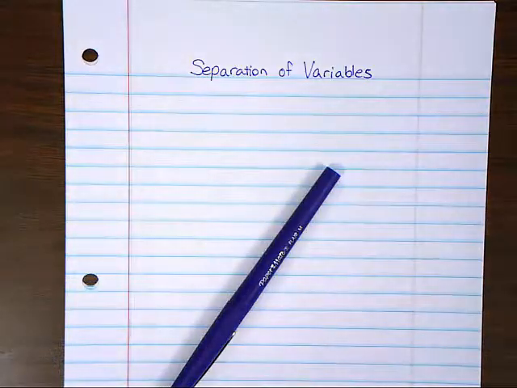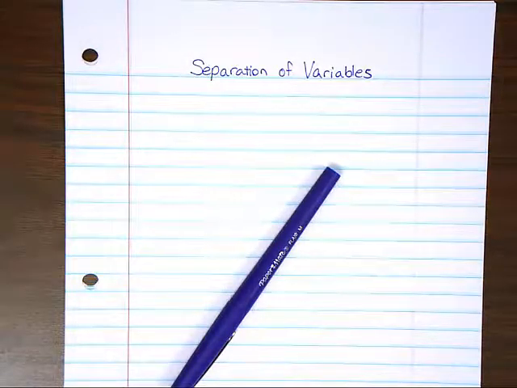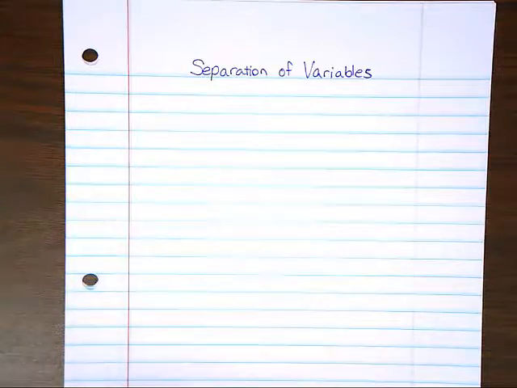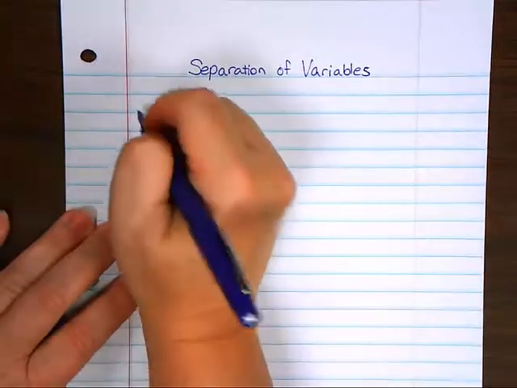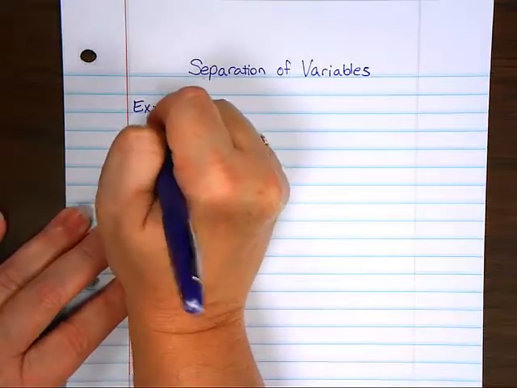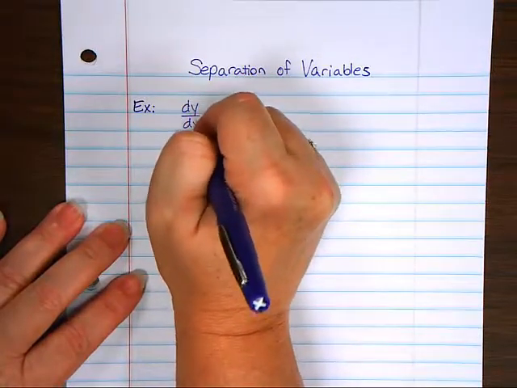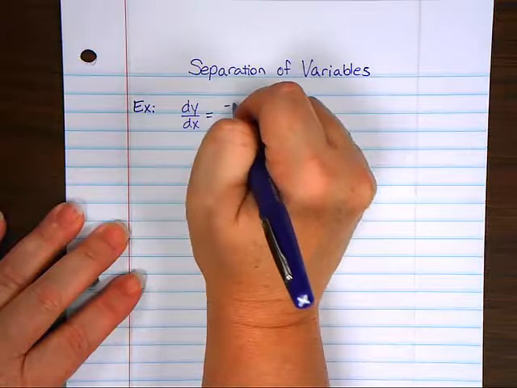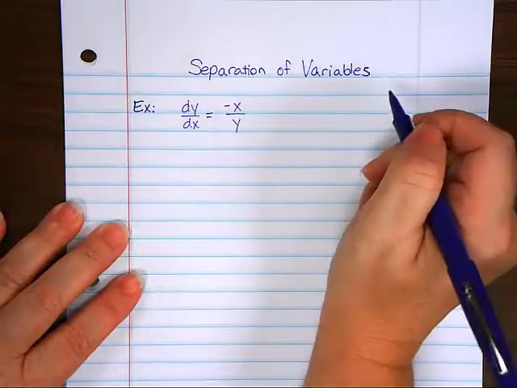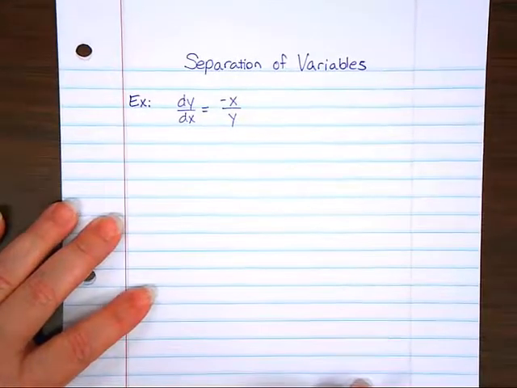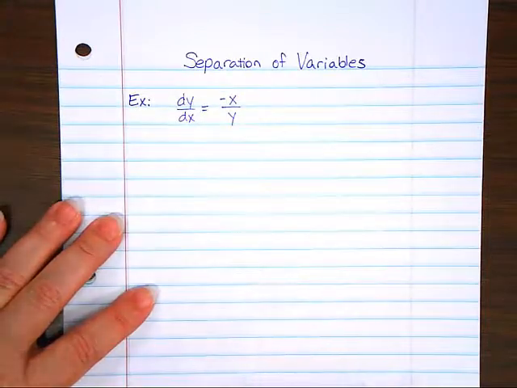So let's do an example. Like I said, I'm going to write in 2 different colors just to kind of keep straight what was the original problem and what the work is. So the problems look like this. dy/dx equals negative x over y, and it asks you to find the particular solution.